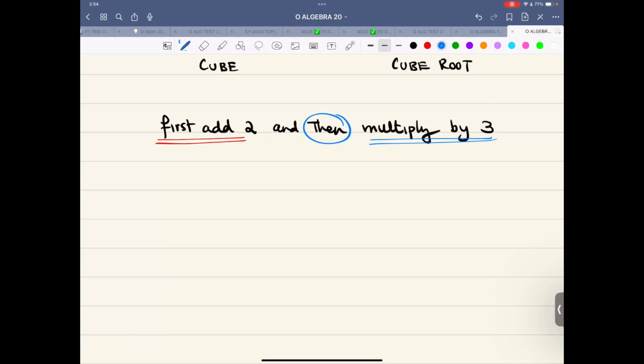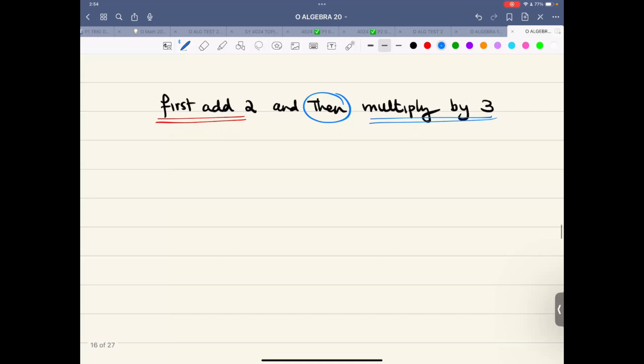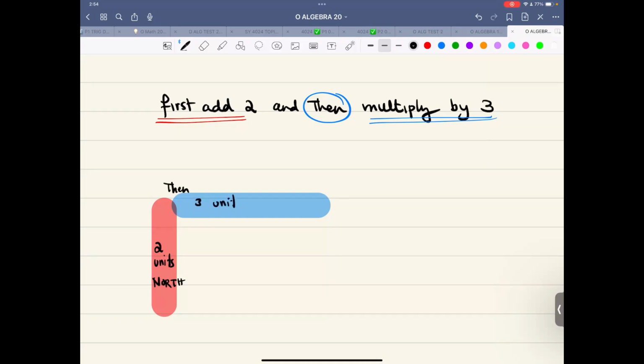So what should be the opposite? Now, this is kind of tricky to understand. Let me first give you an even simpler example. Let's say I want you to go straight 2 units and then go 3 units to the right. So 2 units north, 2 blocks or 2 units north, and then this is the east, then 3 units east.